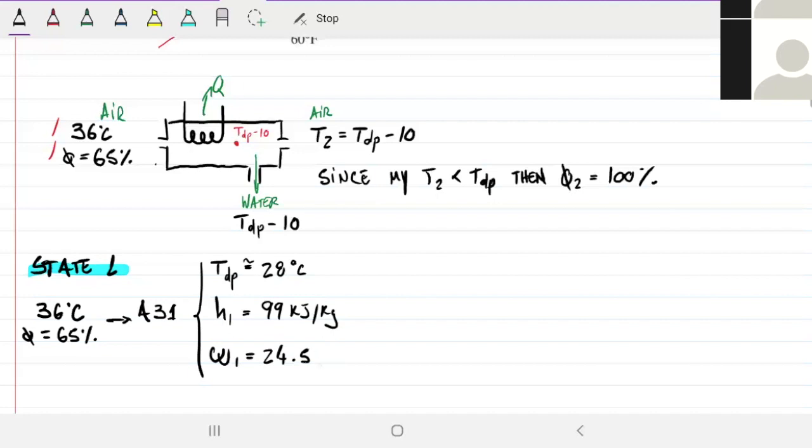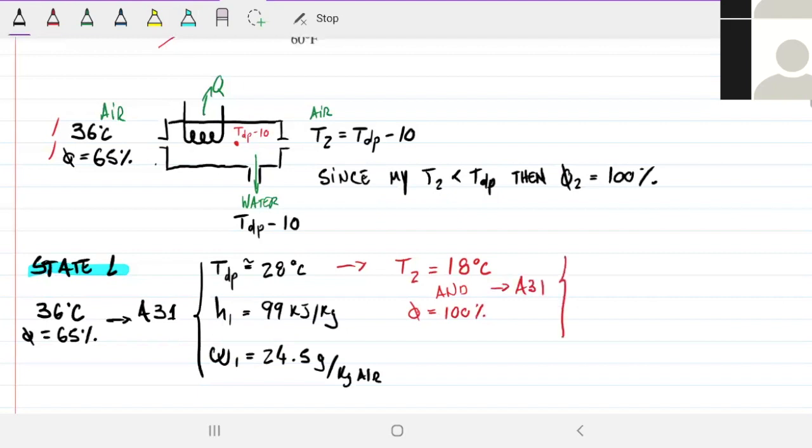Right. So if the dew point is 28, that means that my exit temperature is 18. And knowing that it's 18 and relative humidity is 100, let's grab the properties. We got my H state 2. Let's actually put down what state it is. State 1 and state 2.